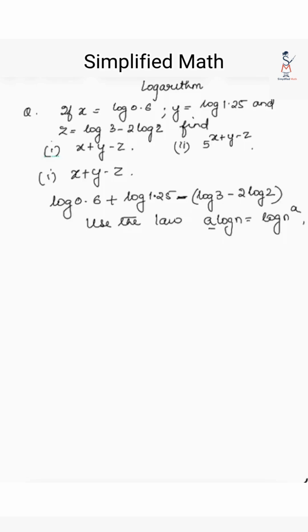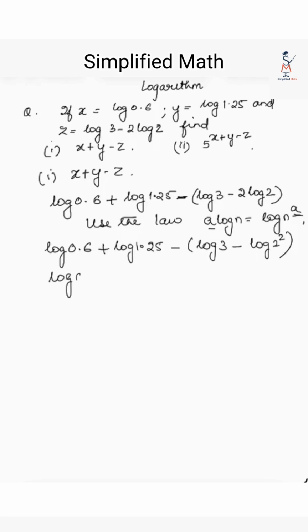The a, which is in front of log, will shift to the power of the log. So this log 0.6 can be written as it is, log 1.25 as it is. Now log 3 and this will become log 2 square. Now log 0.6 plus log 1.25, open the bracket, becomes minus log 3 plus log 2 raised to the power 2, which becomes 4.